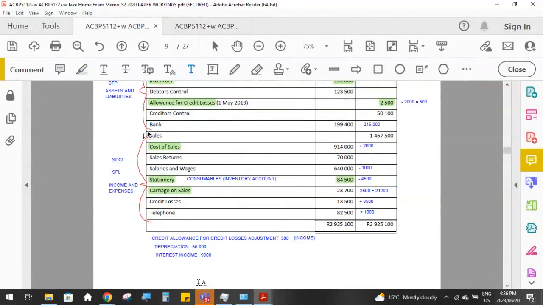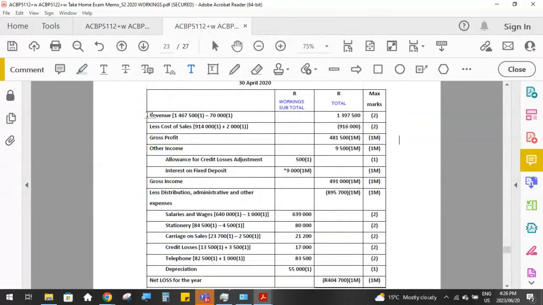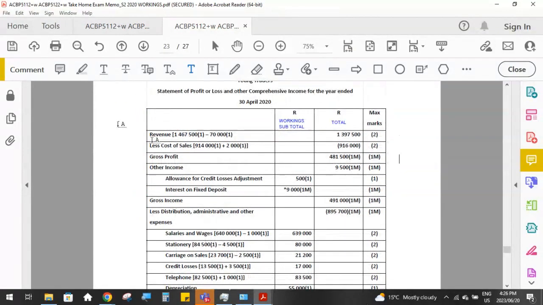Here's our sales account, but we have got sales returns. So we know that our sales line in our income statement must be sales minus sales returns. And it must be called revenue. Remember, we must use the correct terminology in the statement of profit or loss. So the correct term is revenue, and that is the sales minus sales returns. That gives us our total there.